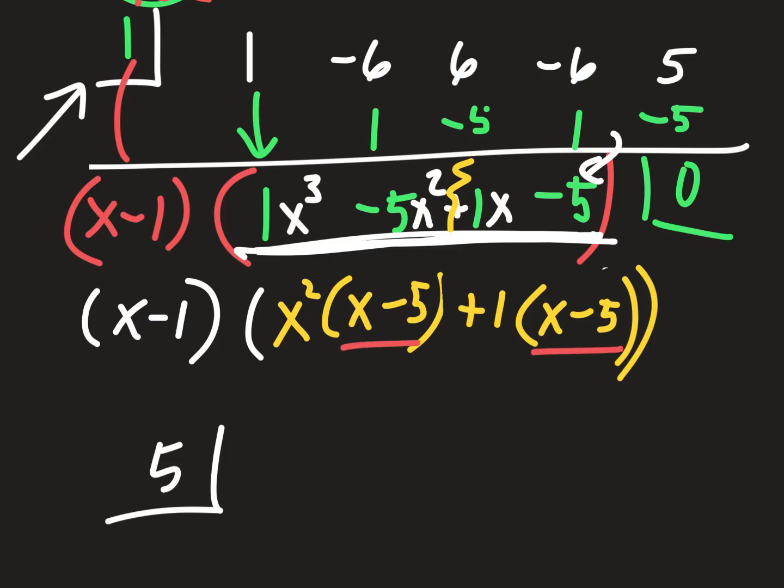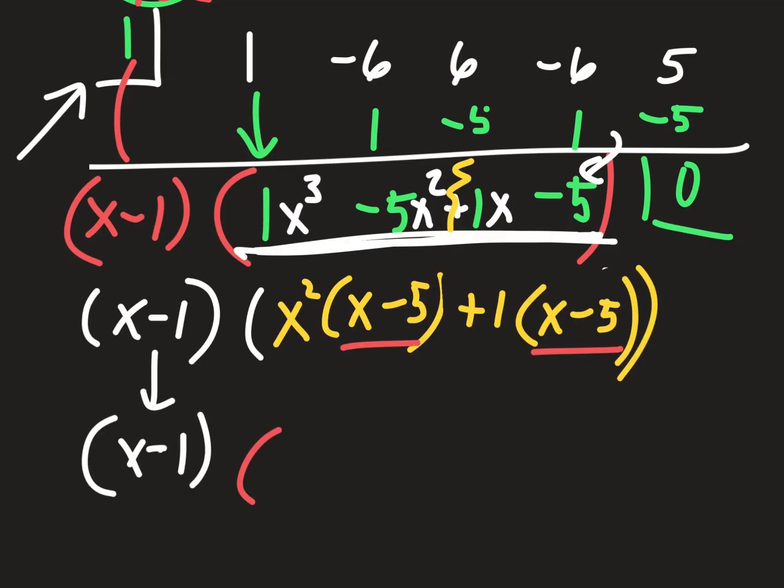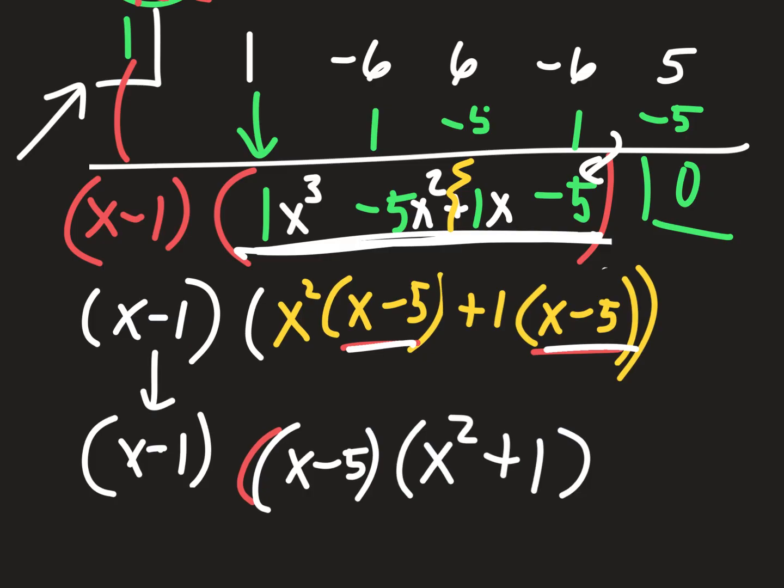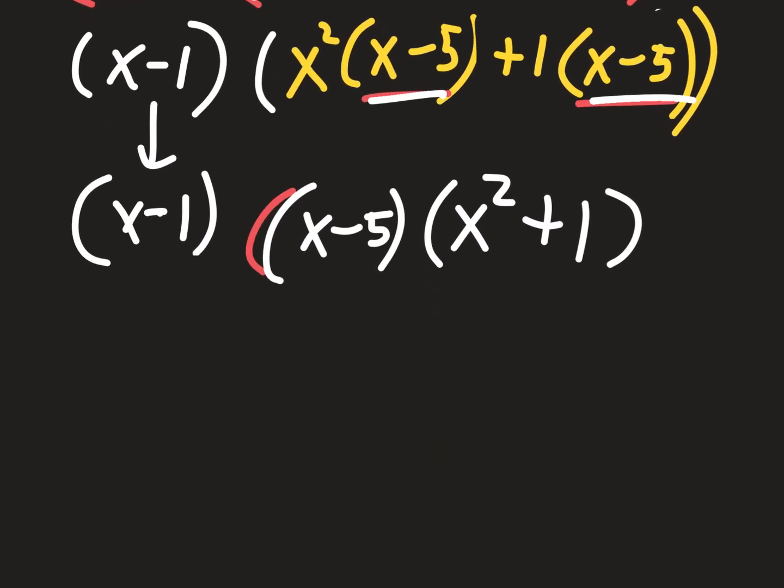Those 2 are the common factor now. Just copying the x minus 1 down. Now the common factor here is x minus 5. And then what's left? X squared plus 1. Did you at least look at this and see, I wonder if I could factor that? You can't, but did you at least look at it?